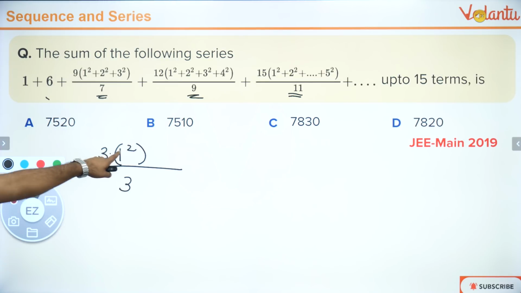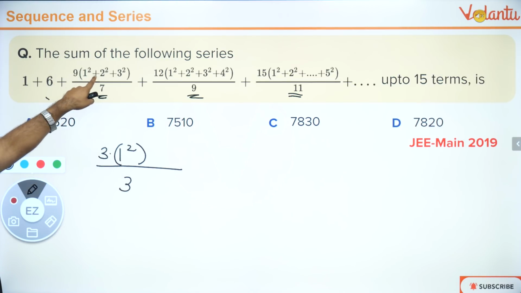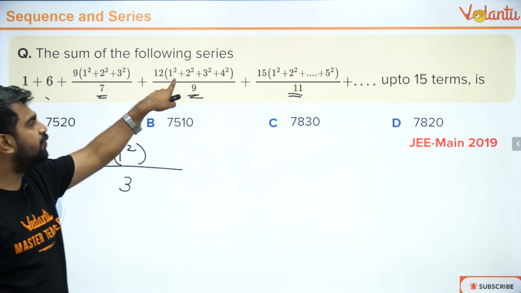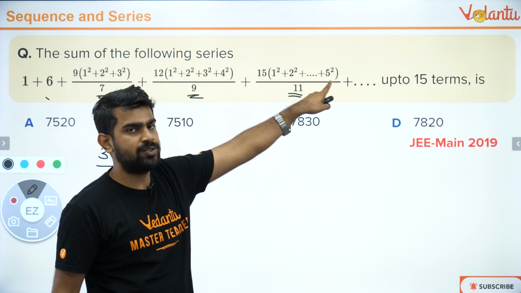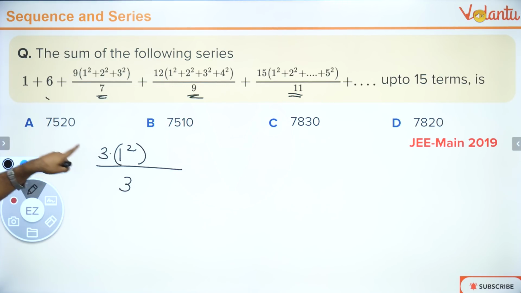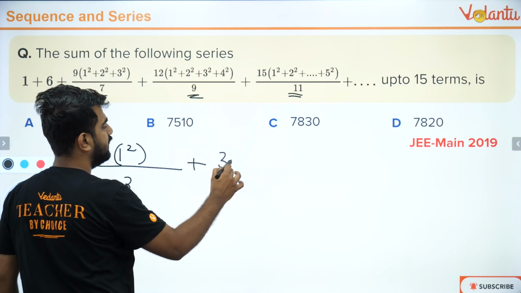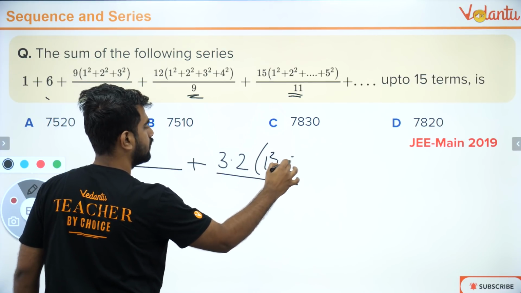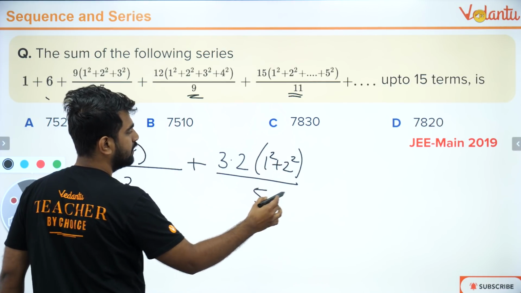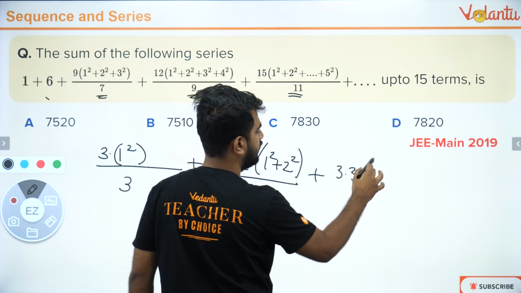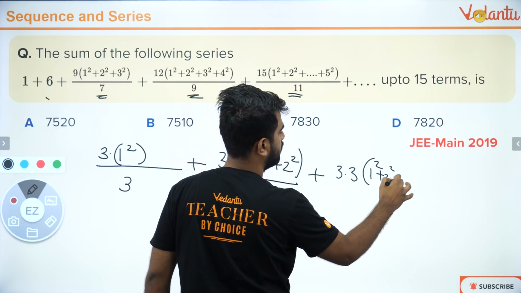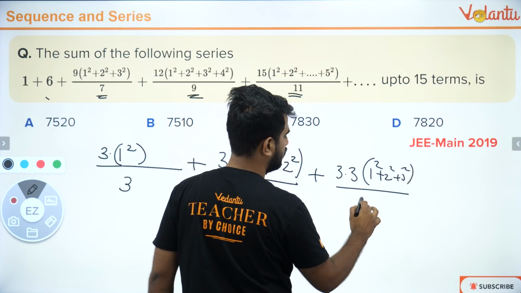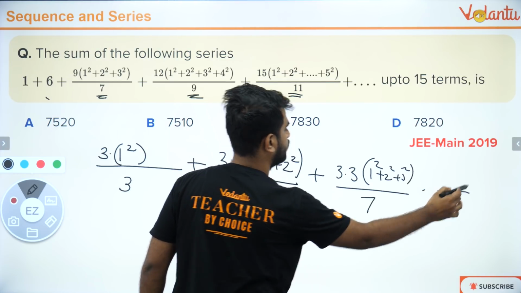Clear? And why did I write it as 1 square? Because this is the sum of the first 3 squares, the sum of the first 4 squares, the sum of the first 5 squares. So the first term should be the sum of the first 1 square, and the second one should be 3 into 2 divided by the sum of the first 2 squares divided by 5, and the third one will be 3 into 3, 1 square plus 2 square plus 3 square by 7, and so on.